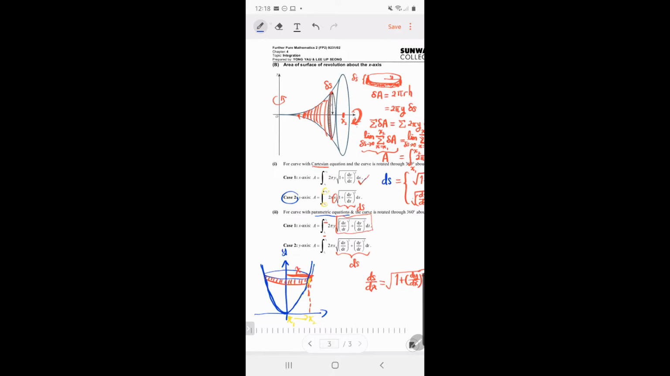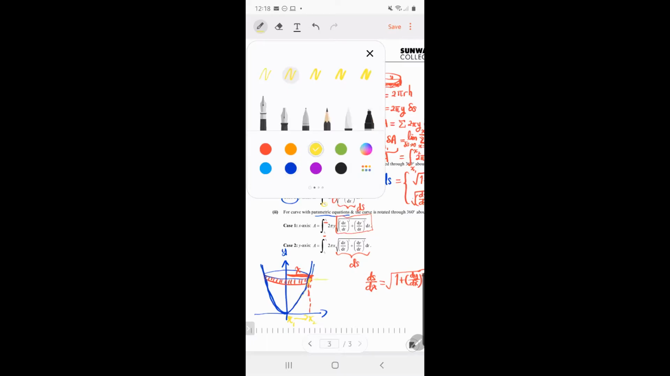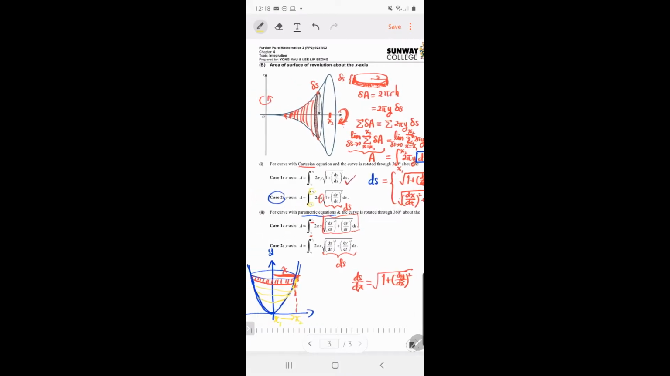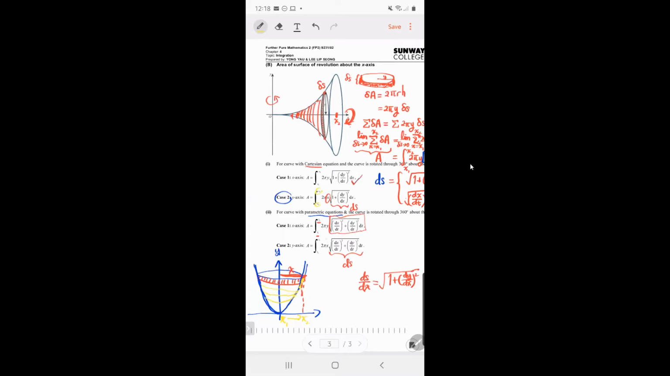And you see, the delta s is still the same. Delta s here, and the bottom one is another delta s, and another delta s. You keep cutting so that the length of curve is uniform, delta s. Okay, so that's why the formula changes to what? 2 pi x. So you see the difference is here, 2 pi x.